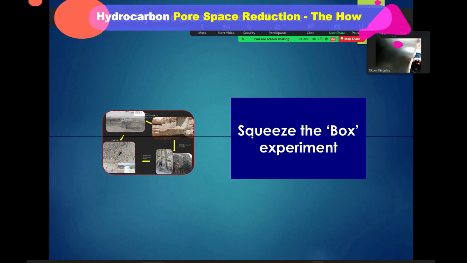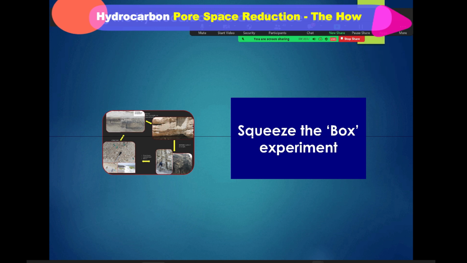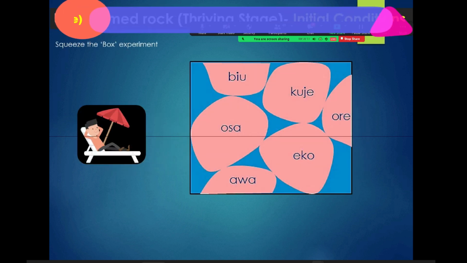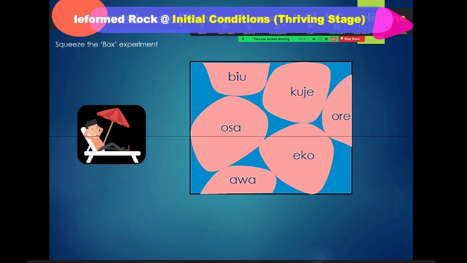Okay, so let's look at what I call the squeeze the box experiment. It's just my own nomenclature, just for you to better appreciate how some of these things might happen. And at this level, we're thinking of the reservoir at the level of thin section, at the microscopic level.